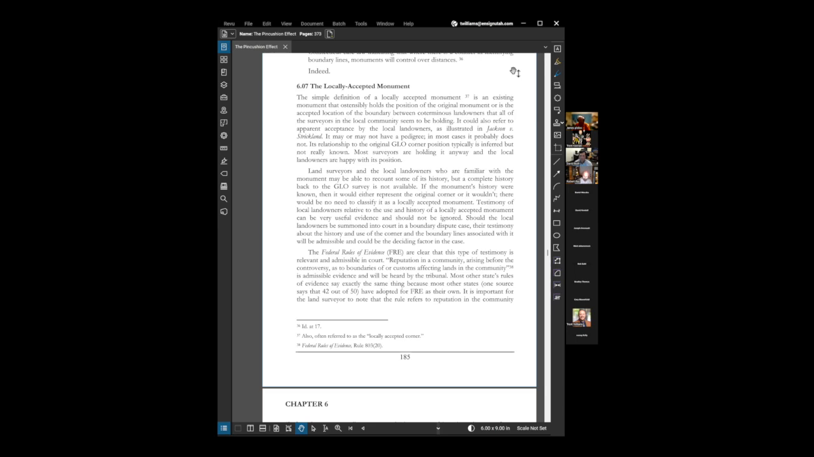Should the local landowners be summoned into court in a boundary dispute case, their testimony about the history and use of the corner and the boundary lines associated with it will be admissible and could be the deciding factor in the case. So it gets into the federal rules of evidence we've talked about, and about testimony being a great tool that we have as surveyors to establish the location of corners or the history of an area or of occupation. So that is definitely one thing to think about when we're gathering evidence, so that we don't create pincushions.